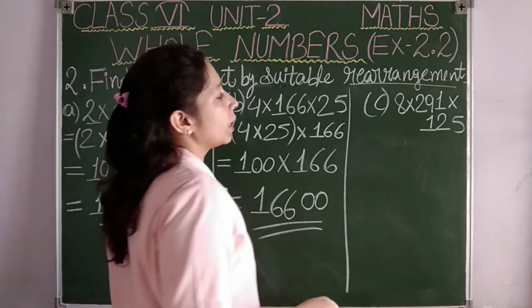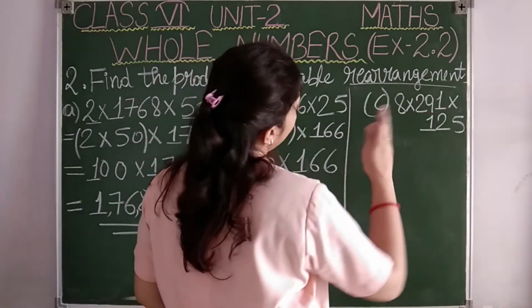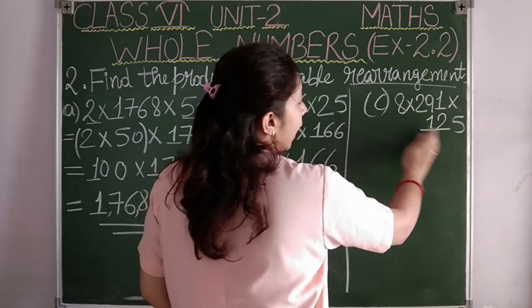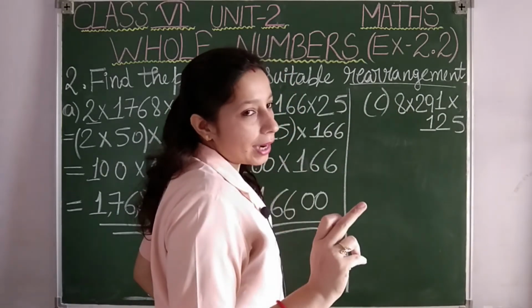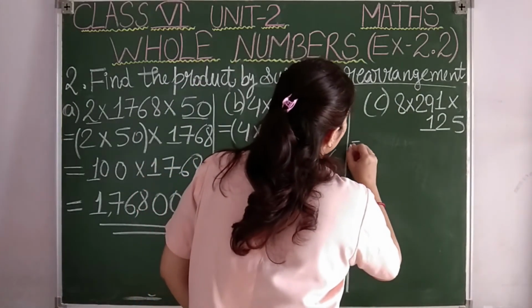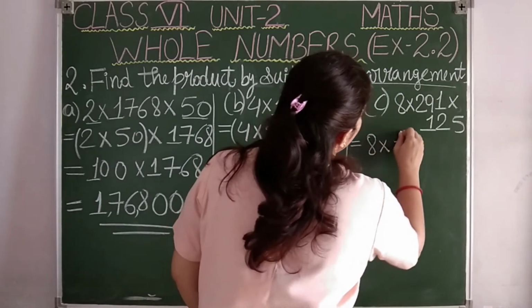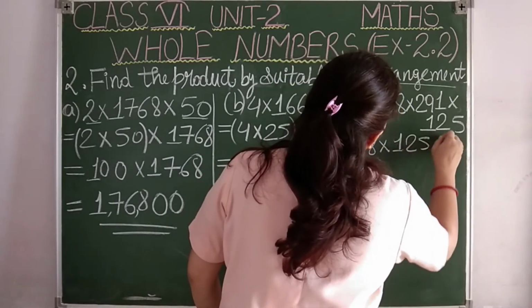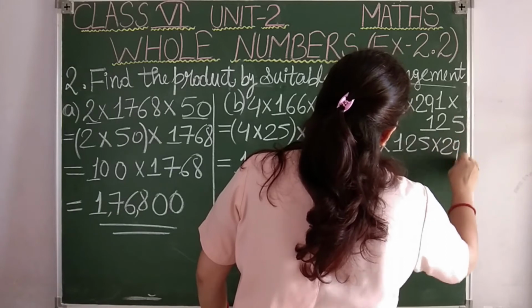Same logic, let's multiply the units place. 8 ones are 8. No, I will not take this one. 8 5s are 40. We are getting 0 at the end. So let's write them together: 8 into 125 into 291.